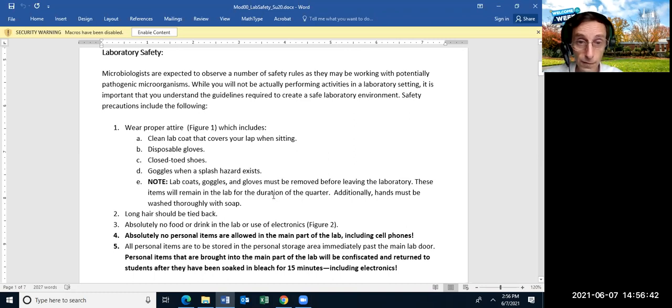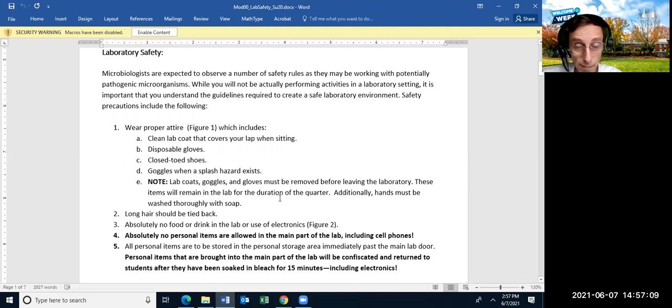And then you remove all of these things before you leave the lab, and they remain in the lab. The goggles will be put into a container to be sterilized with UV light. The lab coat will be hung up in the lab and won't be used again until you come into the lab and use your lab coat. The gloves, of course, are thrown away and you use new gloves.